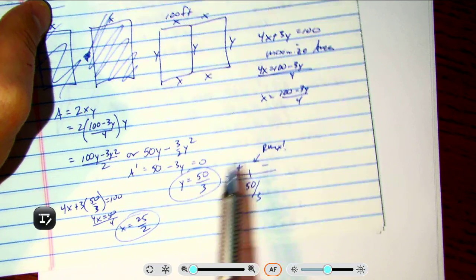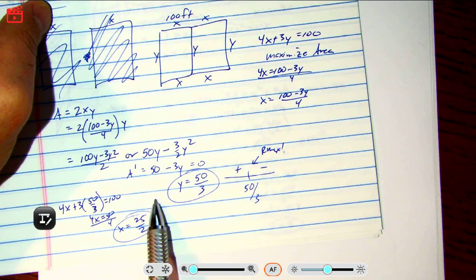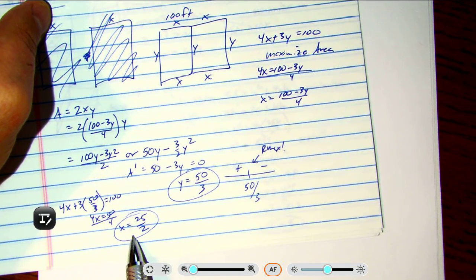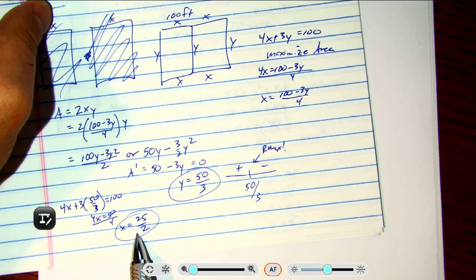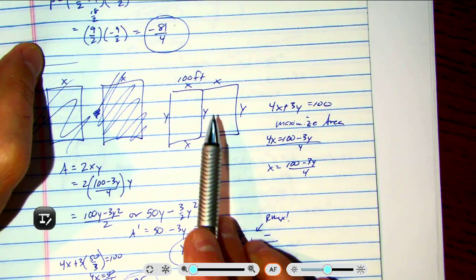You could probably do this solving for y over here, that way you can maximize x. You would find 25 over 2. But anyway, those are the dimensions when the area is going to be maximized of this little container right here.